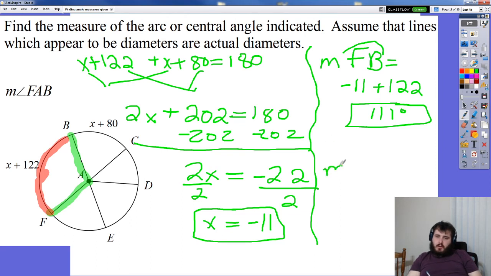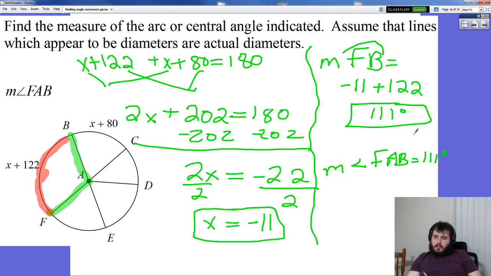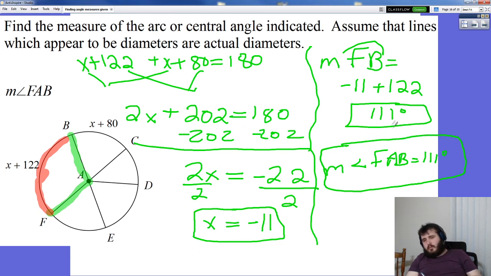So the measure of angle FAB, like the Beatles, the Fab Four, there's only 3 ones, so it's just the Fab 3. That's all it is. So really what's going on here is this is the exact same problem as what we just did, right?